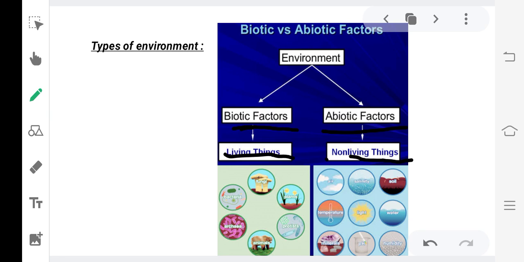Biotic examples are fungi, plants, protists, animals, archaea, bacteria. And examples of abiotic: air, salinity, soil, temperature, light, water, minerals, pH, humidity.